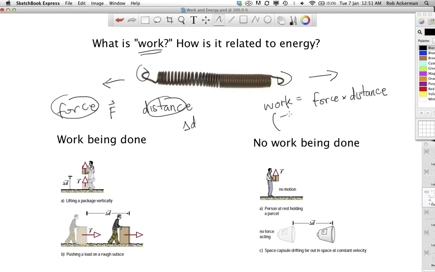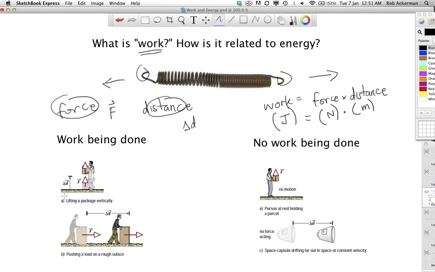Work, as it turns out, is measured in joules. Force, of course, is measured in newtons, and distance is measured in meters. So what we get from this is that 1 joule equals 1 newton times a meter, or a newton meter. Now let's look at some examples of work being done other than just this spring. These images are from your textbook Physics 11 by Addison Wesley in section 4.1.